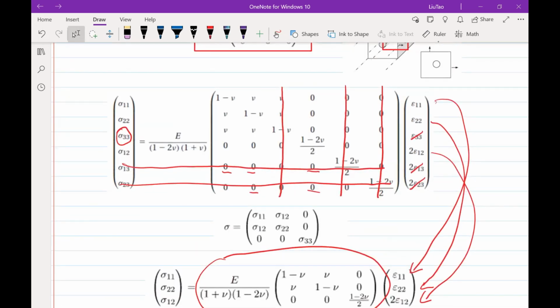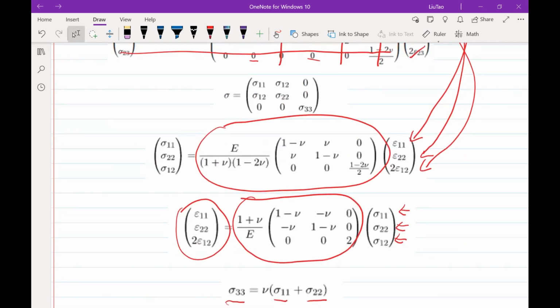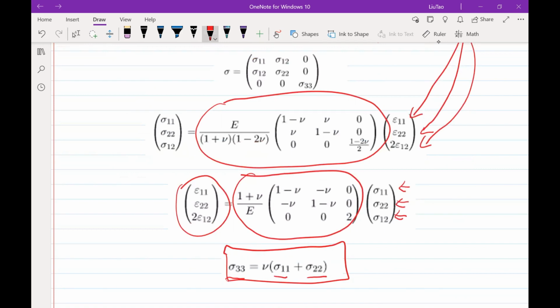So if you expand here, it equals the strain times Poisson's ratio, sigma 1,1 times Poisson's ratio plus sigma 2,2 times Poisson's ratio. And in order to further simplify this to get this equation, you also need to expand sigma 1,1 and sigma 2,2 using this relationship.